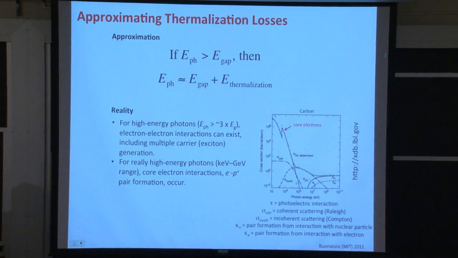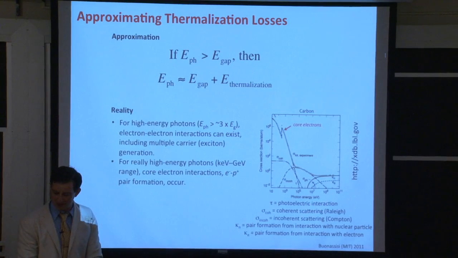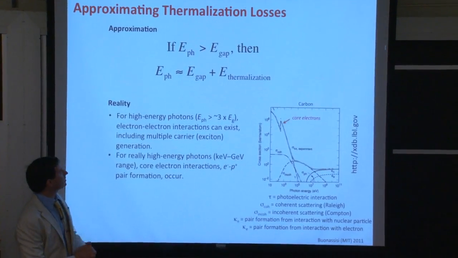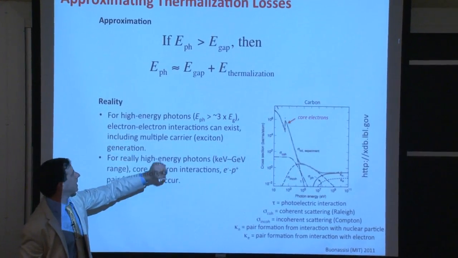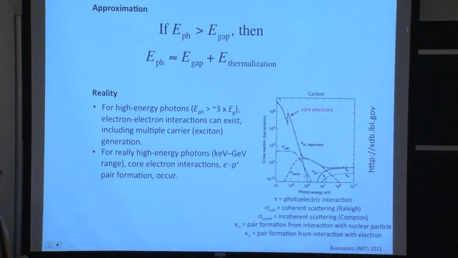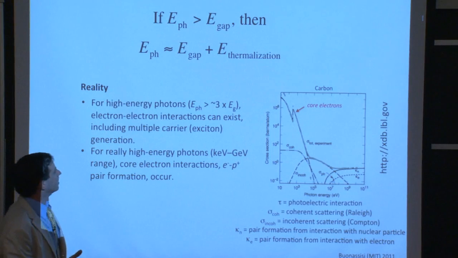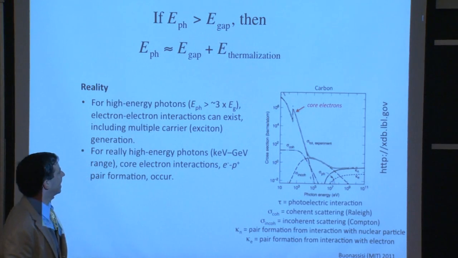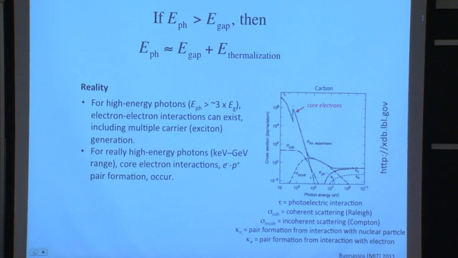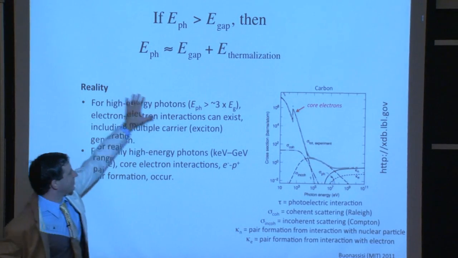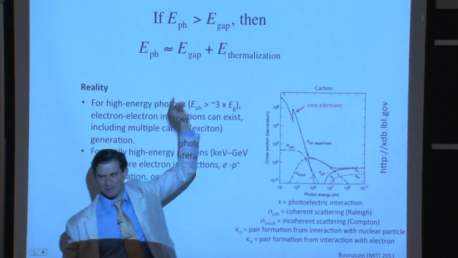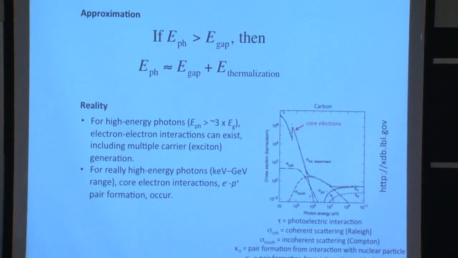Approximating thermalization losses now. We want to calculate the amount of energy of incident sunlight lost due to thermalization, due to heat. And we're going to say here that if the photon energy is greater than the bandgap, then the photon energy is approximately the bandgap plus thermalization. Another way to put it would be the thermalization is approximately the photon energy minus the bandgap energy. So that's, well, I kind of wanted to hide all this down here. Forget this exists right now. Let's focus on that top part. So that's the easy way of thinking about it.